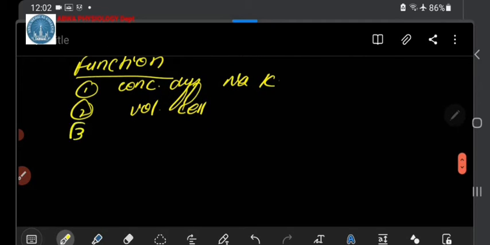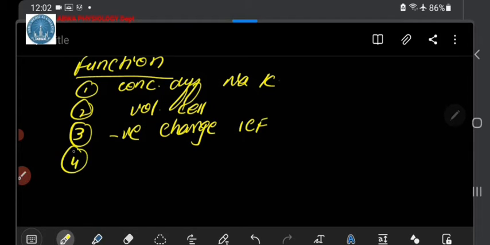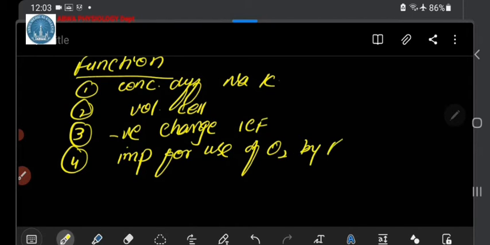Number 3, it actually causes a negative electrical charge inside the cell. Negative charge inside the intracellular fluid. And number 4, it is very much important for the use of oxygen in kidney cells or by the kidneys.